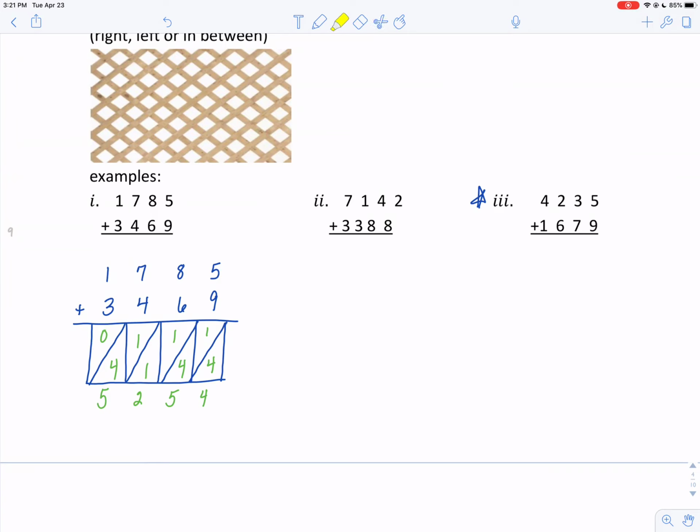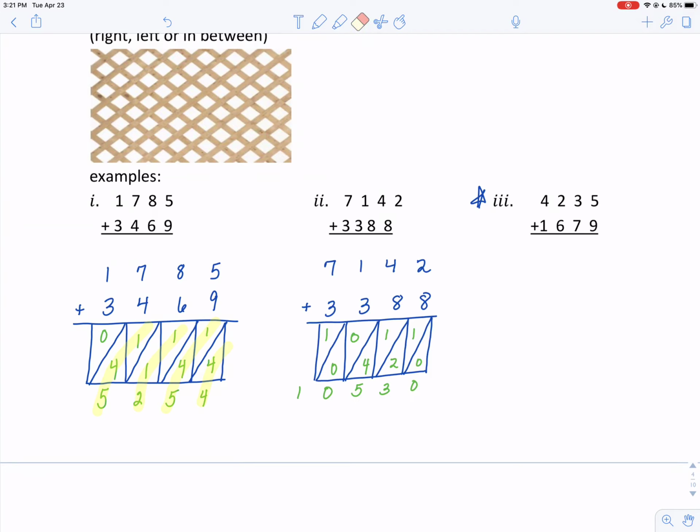Then, when you add them, you're going to add them going down the lattice. So you're going to do it diagonally. 4, then 1 plus 4 is going to give me 5. And 1 plus 1 gives me 2. And 1 plus 4 gives me 5. Let's look at the second one.